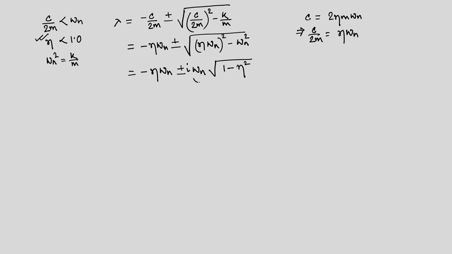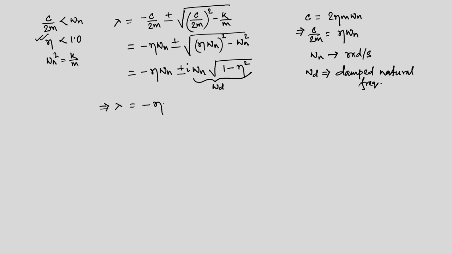Okay. Now, this quantity omega n times the square root of 1 minus eta square, if you look at the expression, obviously, eta is a dimensionless quantity because it is the ratio of two damping coefficients, one of them being critical. Then this quantity also has the same unit as the natural frequency omega n, which is expressed in radian per second. So, this quantity is called omega d. So, omega d is called the damped natural frequency. So, finally, lambda is equal to minus eta omega n plus minus i omega d. So, that is the nature of the roots.